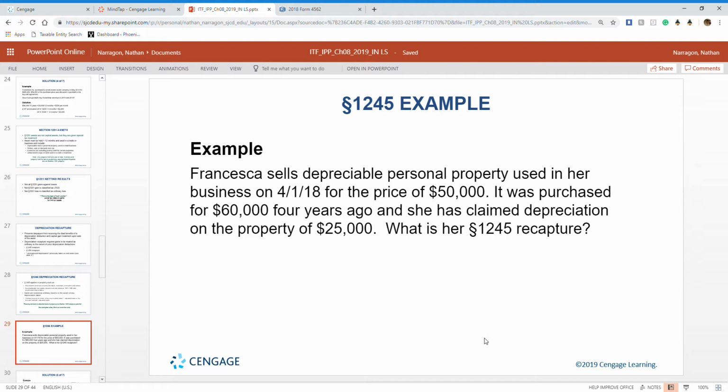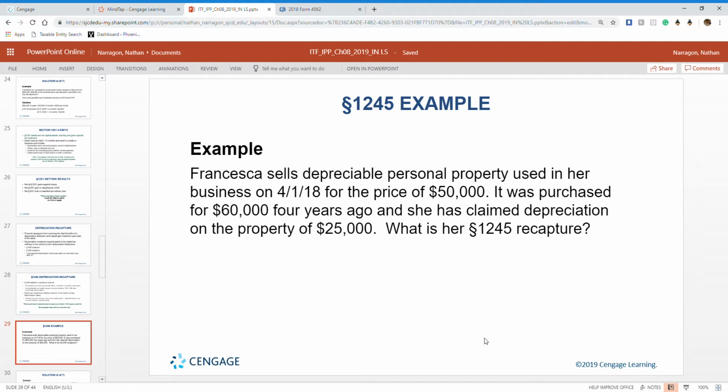So Francesca sells depreciable personal property used in her business on April 1st, 2018 for the price of $50,000. Okay, so we got $50,000 in cash. It was purchased for $60,000 4 years ago, and she has claimed depreciation on the property of $25,000.